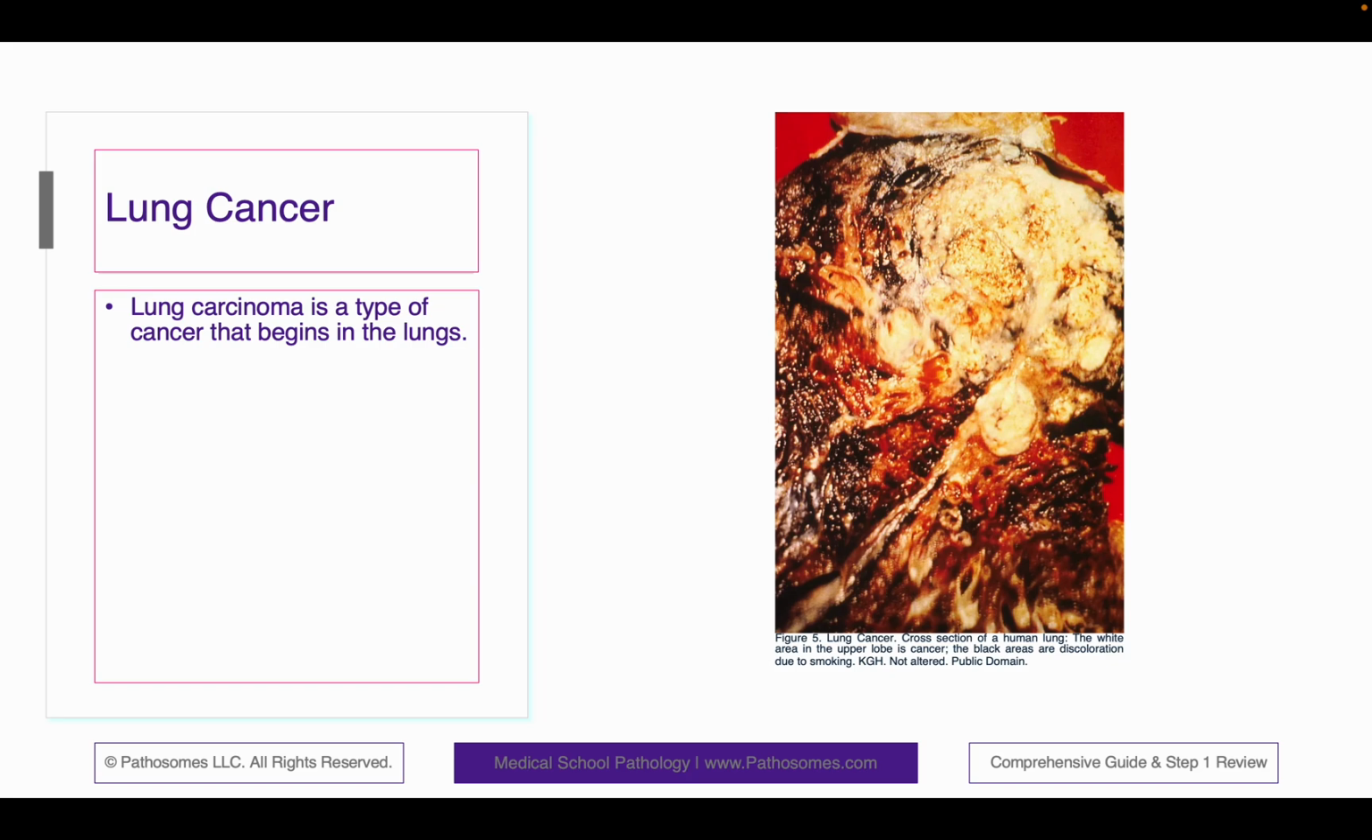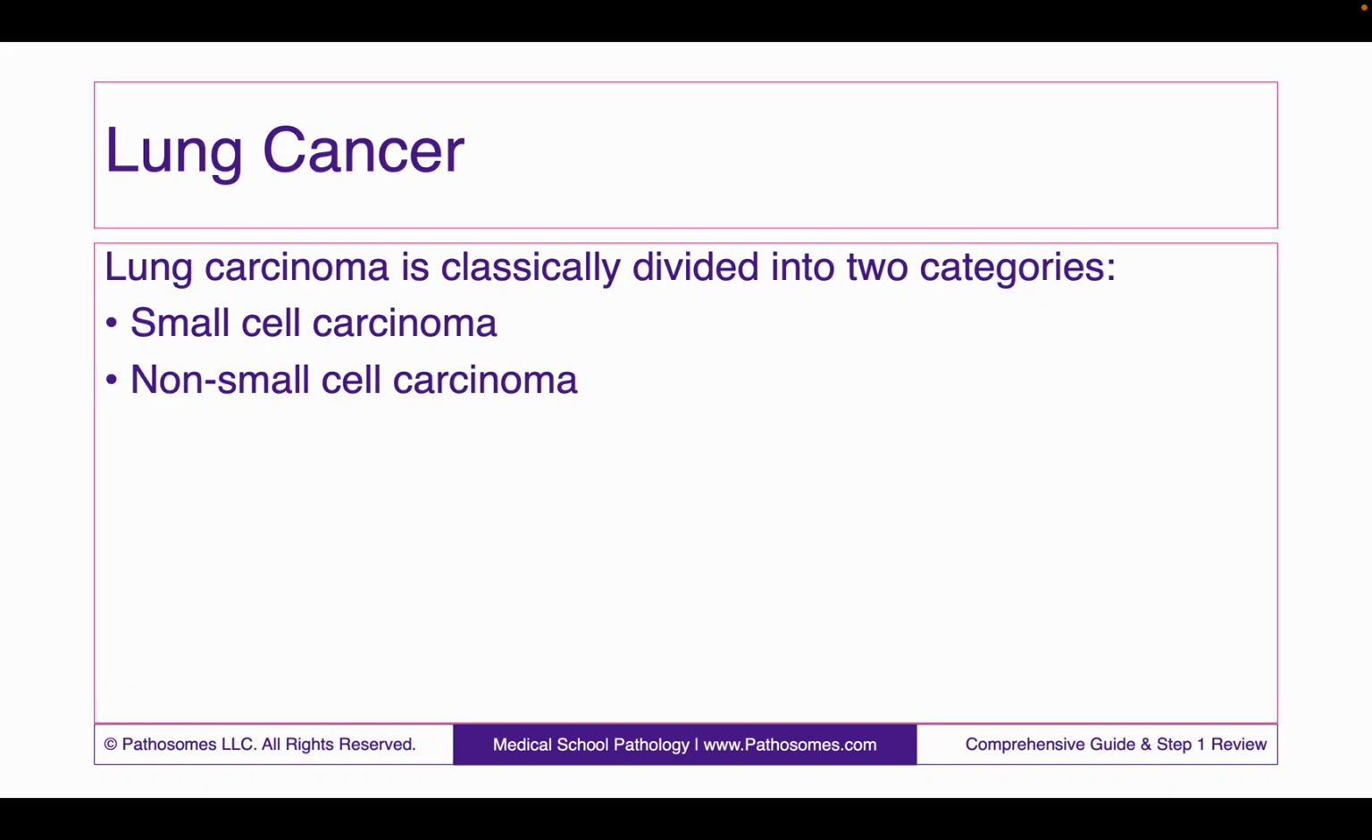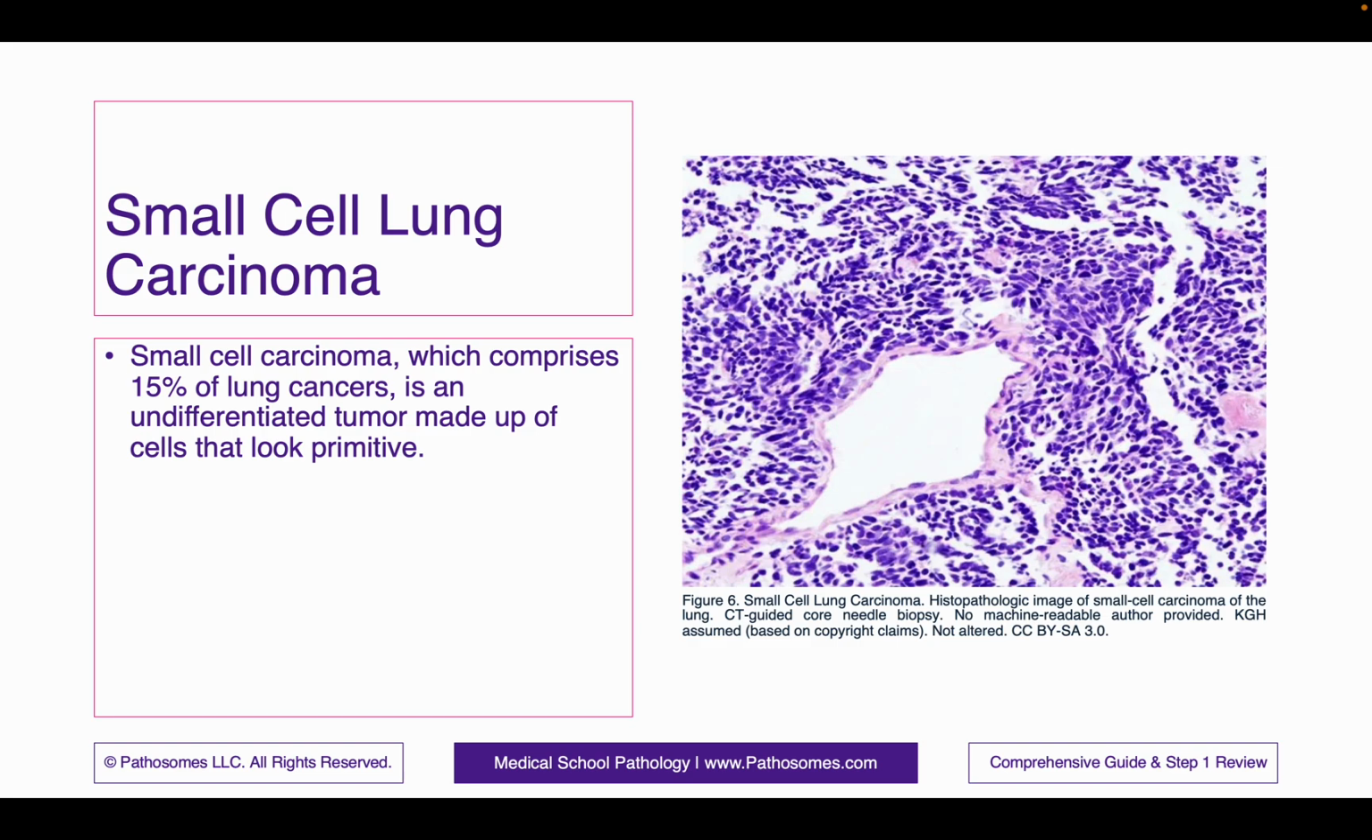We're going to talk about specific subtypes in a minute, right? Lung carcinoma is classically divided into two broad categories, either small cell carcinoma or non-small cell carcinoma. Small cell lung carcinoma comprises about 15% of lung cancers and is an undifferentiated tumor made up of cells that look quite primitive, as you can see here on this H&E stain. Note all the basophilic small cells, basophilic meaning blue, right? Taking up the basophilic stain, right? This is small cell lung carcinoma.